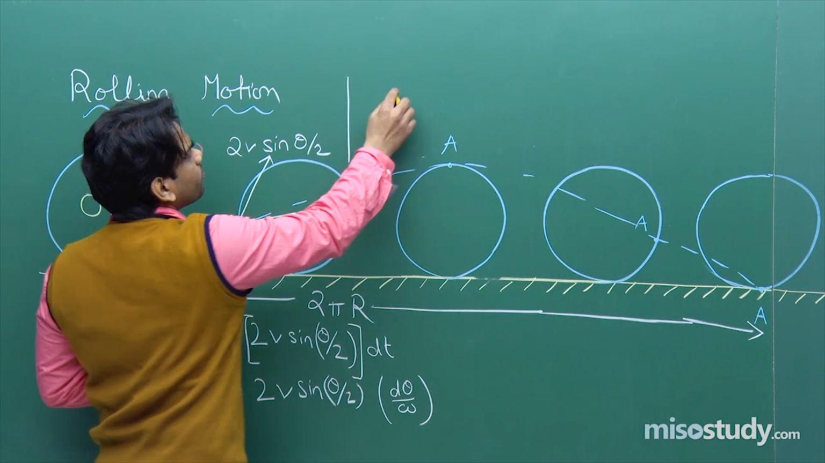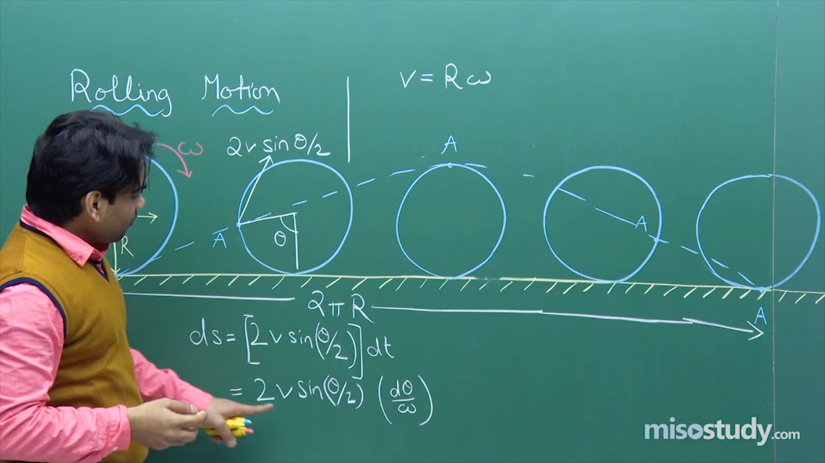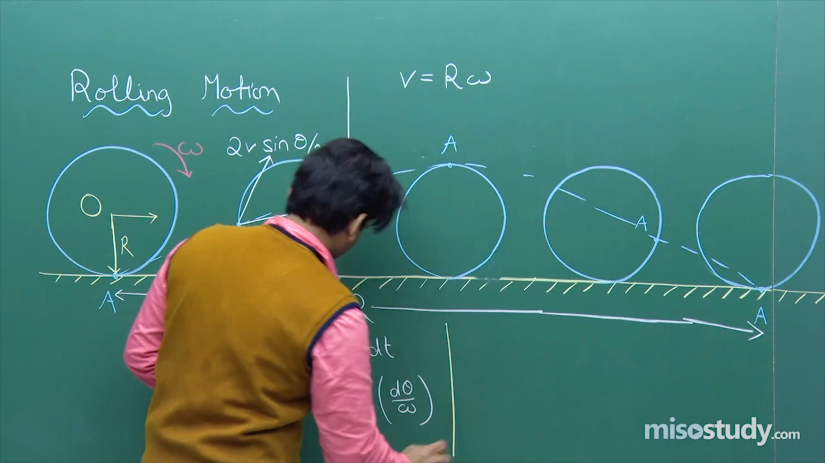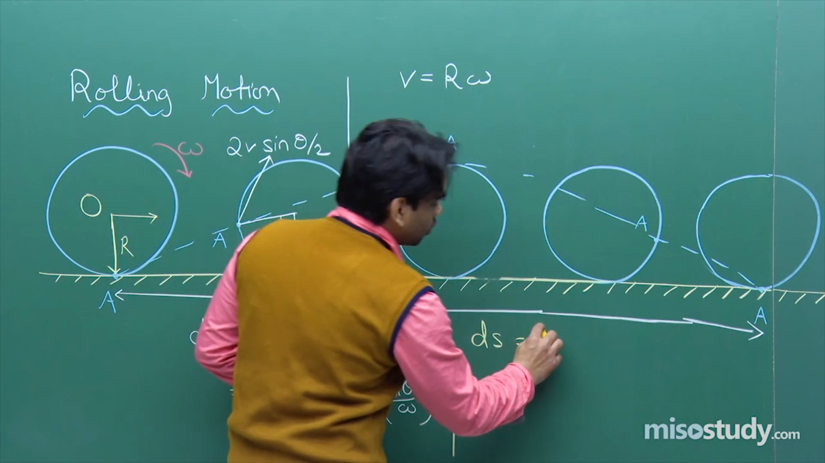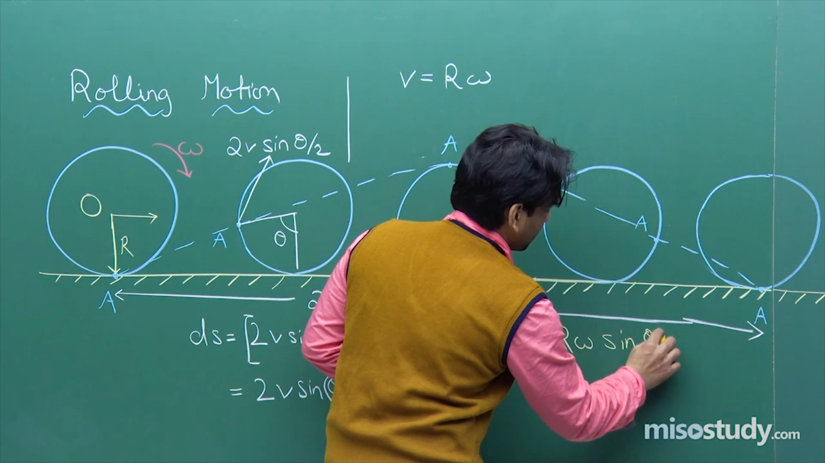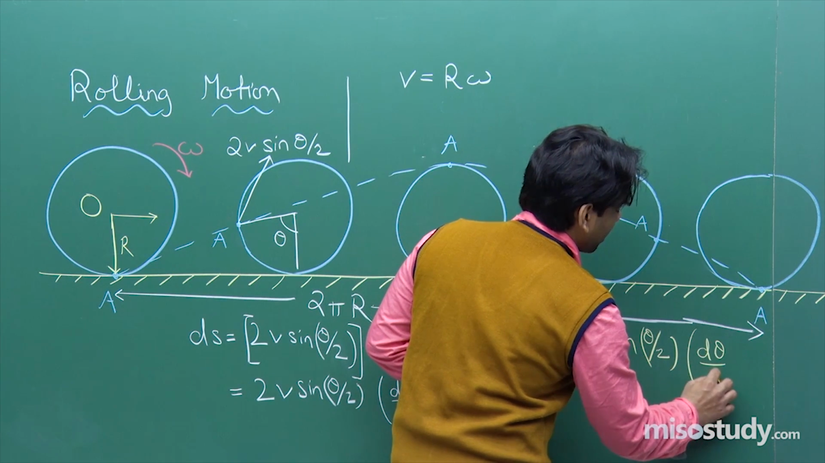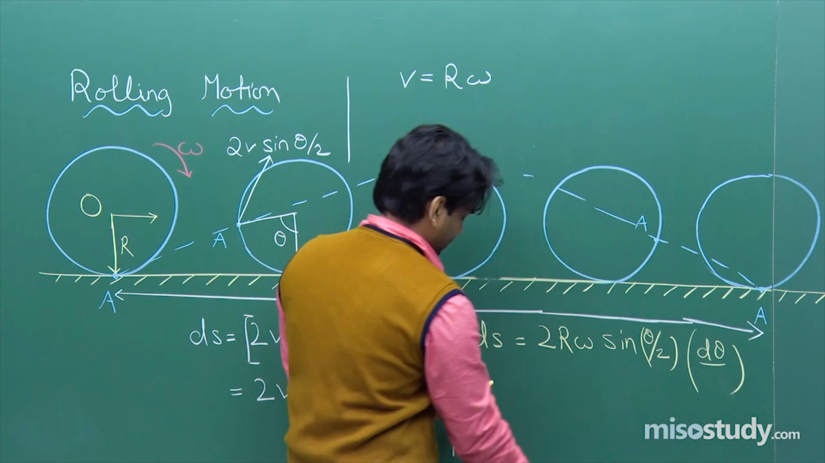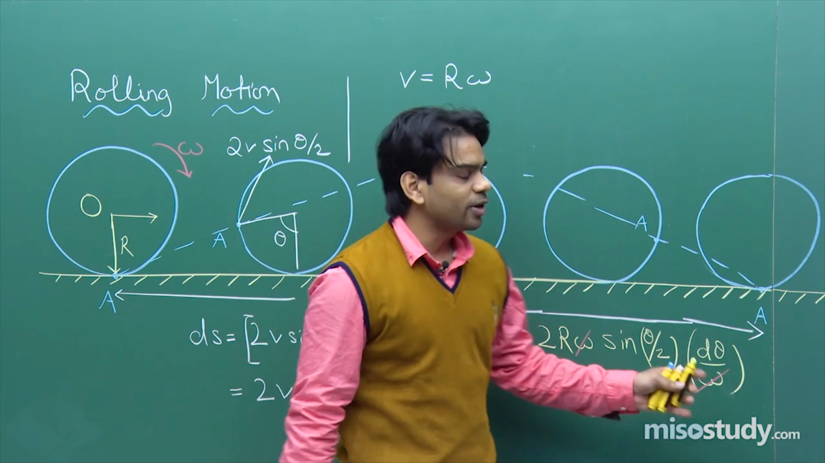So I'm writing one more point. Here the linear velocity of the center of mass will be related with omega as v equals r into omega. If we open v as r into omega, see what we can write. We can write ds is equal to 2 r omega sin(theta/2), and d theta by omega. We can easily see that omega and omega can be cancelled out. That's quite obvious. Let's cancel them out. We'll be left with 2r sin(theta/2) into d theta.